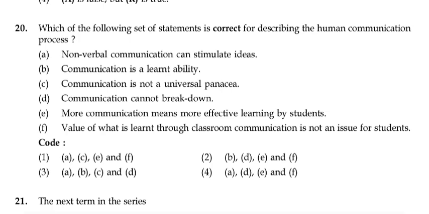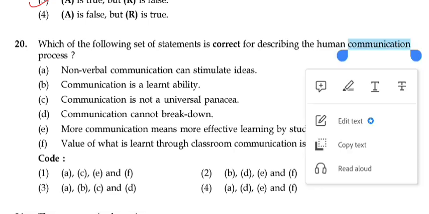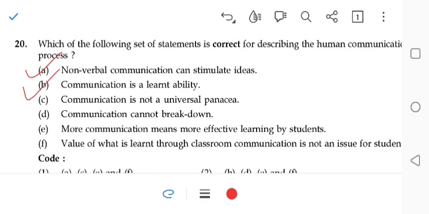Options are A, C, E, F; B, D, E, F; A, B, C, D; A, D, E, F. So it will be number 3. That means A, B, C and D are correct, and E and F are not correct. A, B, C, D are correct except E and F. Okay, option D.